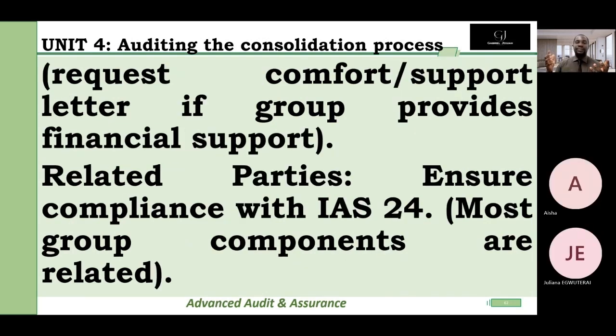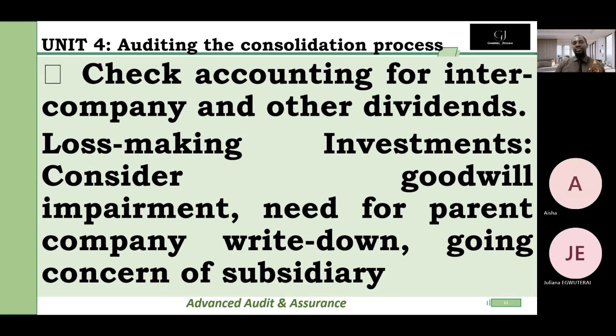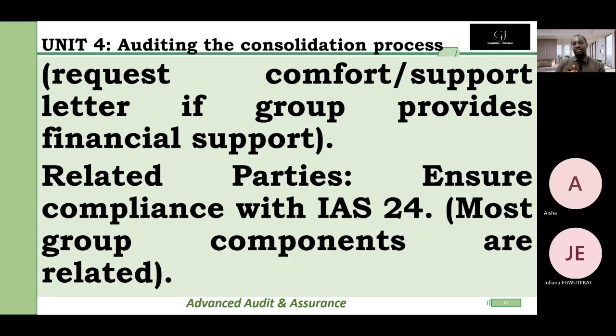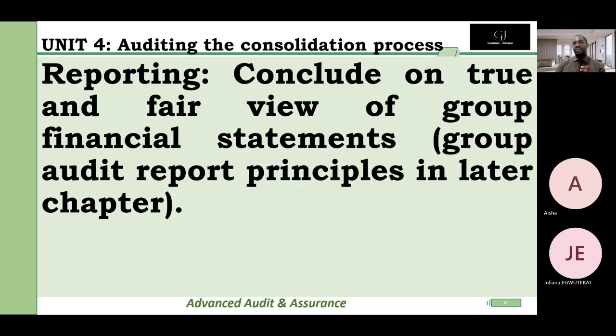Also request for comfort and support letters; if the group provides financial support, this should also be reviewed. Related party transactions, we must ensure they are in compliance with IAS 24, and material risk around related party transactions must be assessed. Most group components are related parties, so we need to assess the risk around this. And also reporting, we need to conclude on the true and fair view of the entire group's financial statements, and the group audit report principles will be looked at in the reporting session in chapter 14 or so, when we look at reporting.